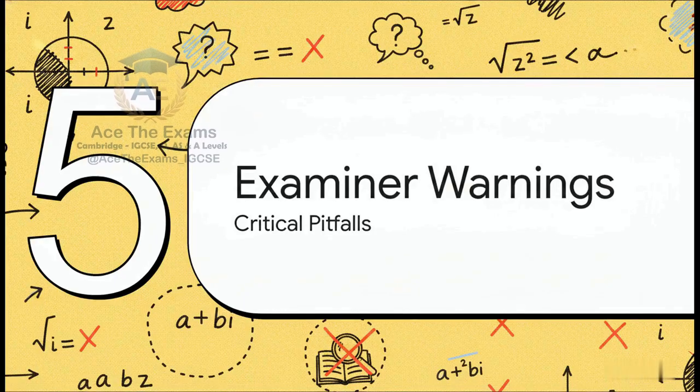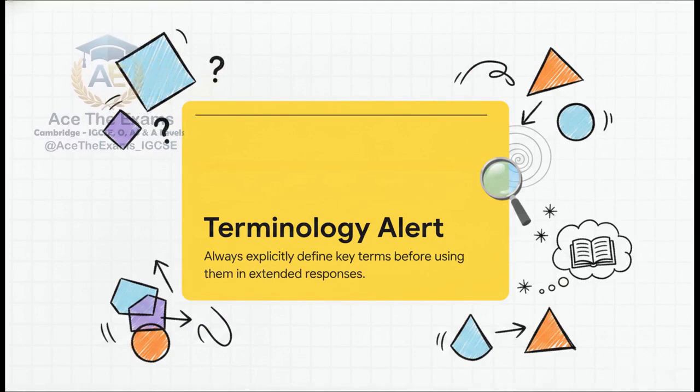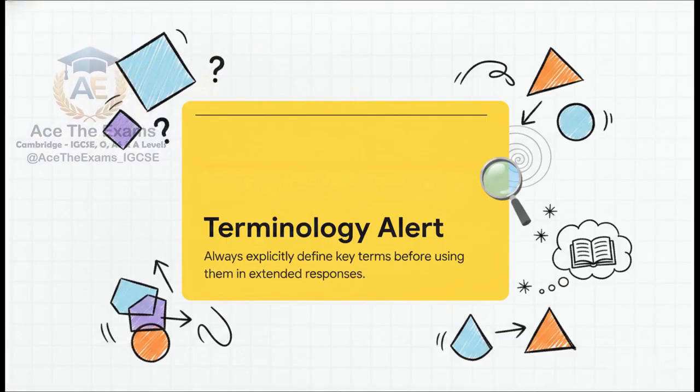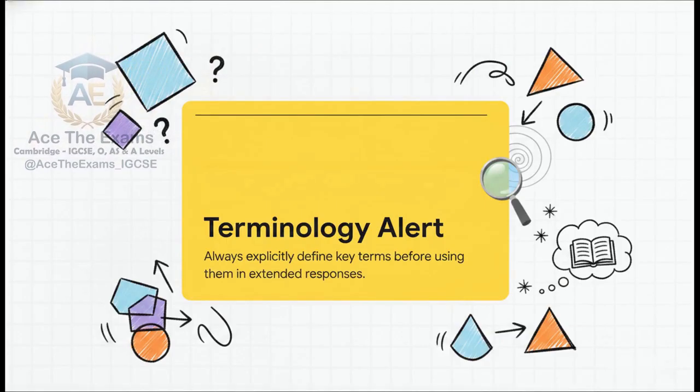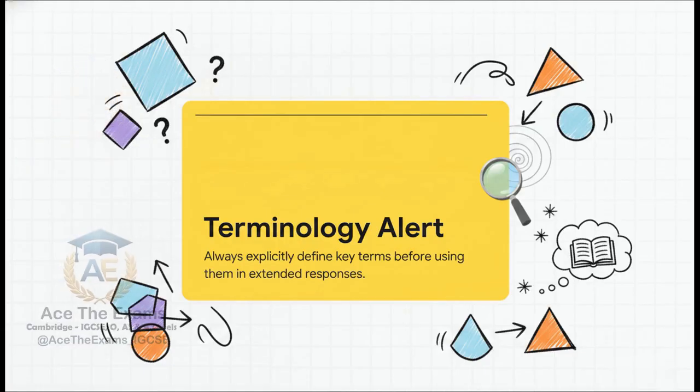Finally, we reach Section 5, Top Examiner Warnings. First up is a major examiner alert. You need to pay attention to this one. Examiners note a highly frustrating and recurring issue with terminology confusion. Candidates are losing easy marks unnecessarily just because they are throwing around terms incorrectly.